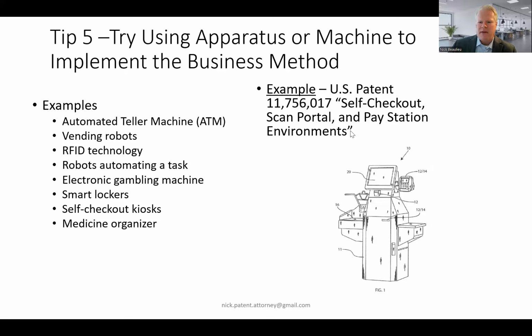And then here on the right, I have an example of an apparatus for implementing a business method. I say self-checkout, scan portal, and pay station environment. So this is maybe for a grocery store, any kind of store where someone's checking out. I think the business method there is, you don't need to have cashiers checking everyone out. A person can just scan their items, pay, and then go.